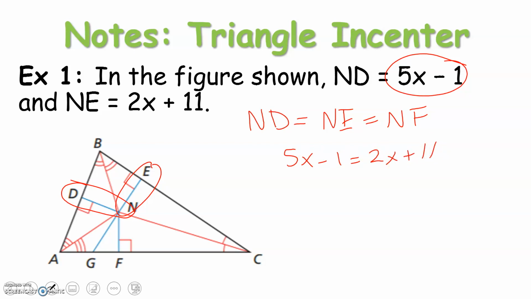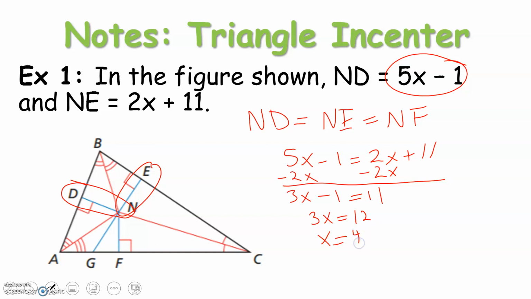So we'll solve this algebraic equation, subtract 2x from both sides. And we can see that 3x minus 1 is equal to 11. Add 1 to both sides. That 3x is equal to 12. Divide both sides by 3. We can see that x is 4.